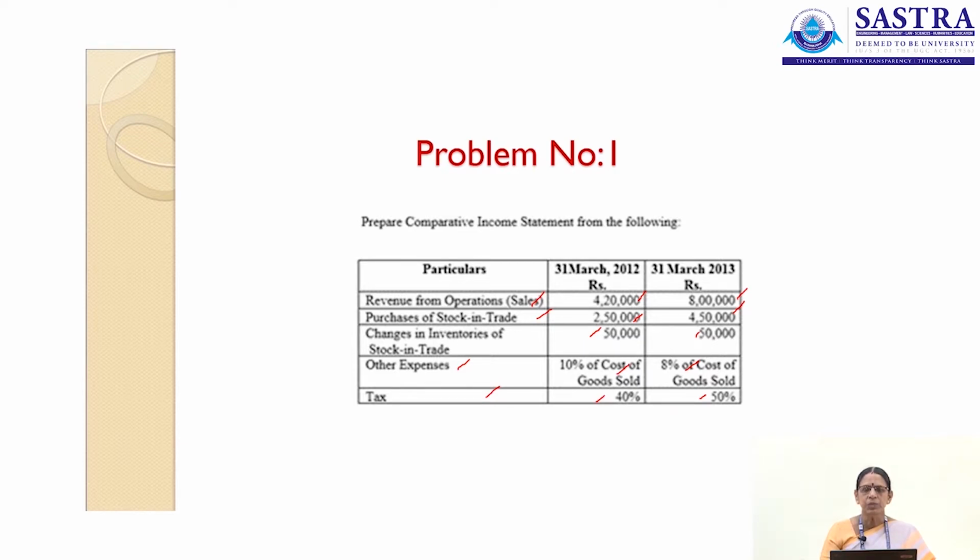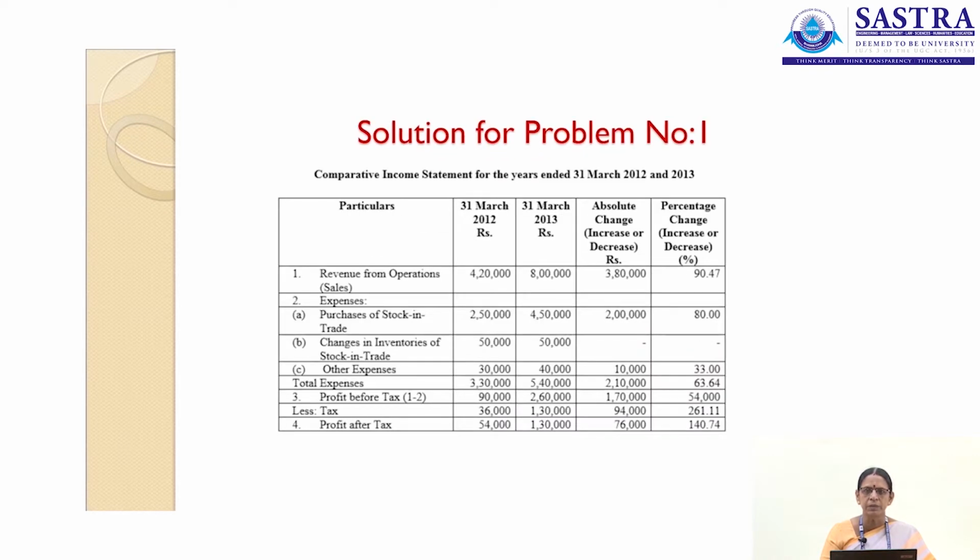We shall pass on to the solution. Comparative income statement for the years ended 31st March 2012 and 13. See to it, first 2 columns are the amounts that are given in the problem. As such, we have written it. Revenue from operations, we have 4,20,000, this is 8 lakhs. We have expenses, that is purchases, 2,50,000, 4,50,000. Changes in the inventories, 50,000, 50,000.